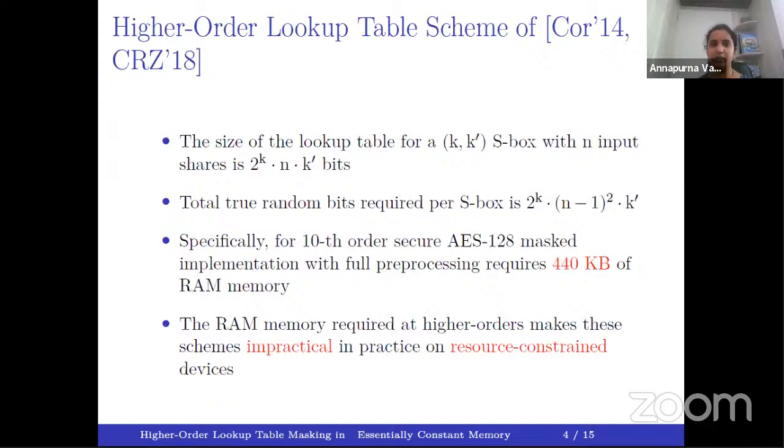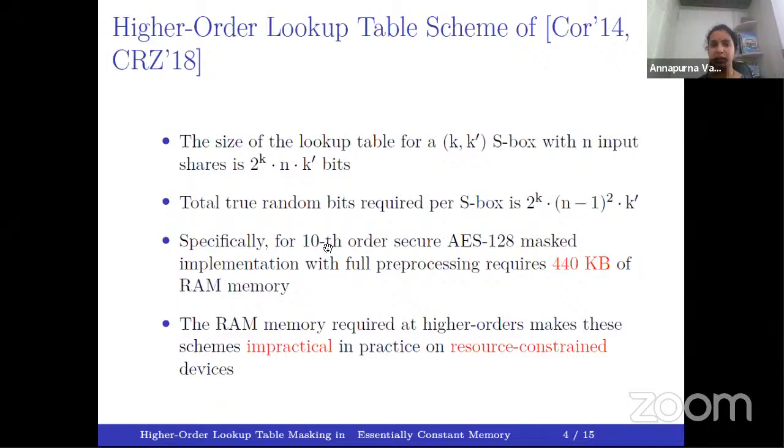If we look at the current state of the art of higher order lookup table schemes, for a k prime S box, we need a memory of 2^k times the number of shares n, and each entry of the table will be k prime bits. This is the memory required for a single lookup table of the S box, and it is quadratic in terms of the number of shares.